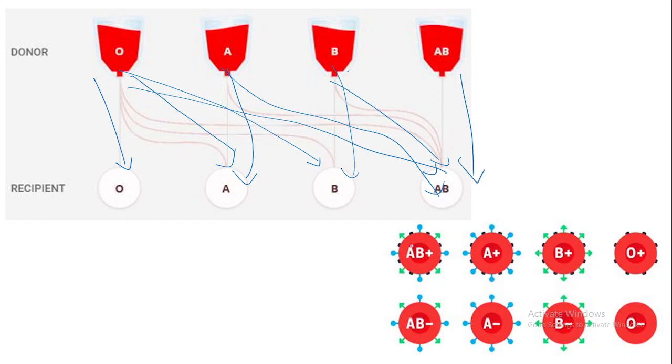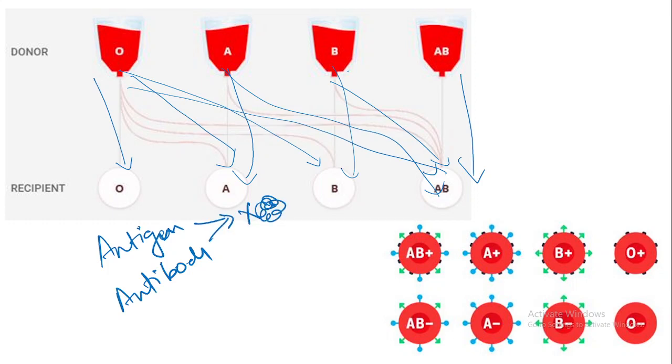This is all because of the antigen antibody reaction. If the antigen and antibodies do not match, then they form a clump, resulting in formation of a clot. So if an AB person receives blood from AB, then there will not be any reaction. The blood will be suitable.